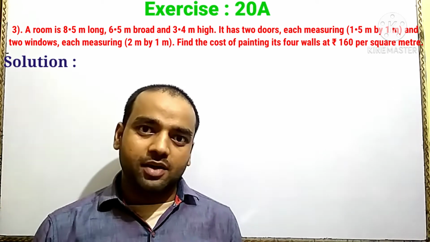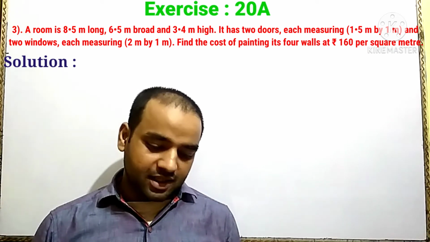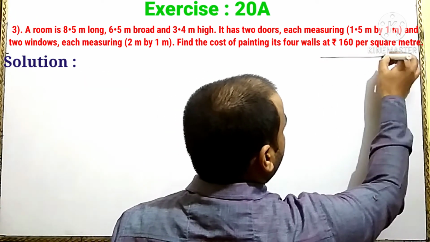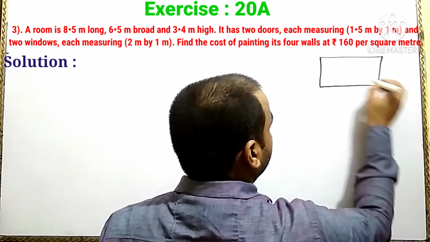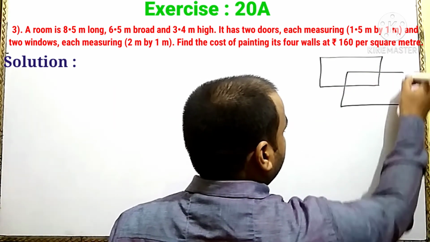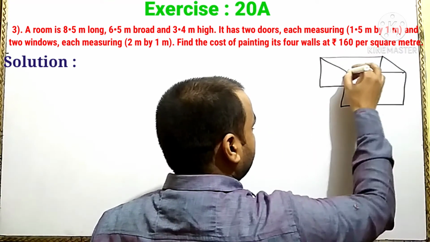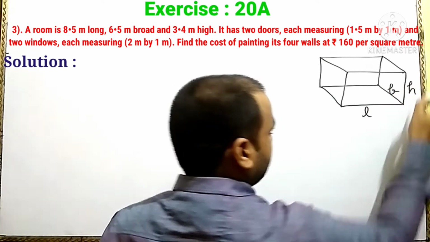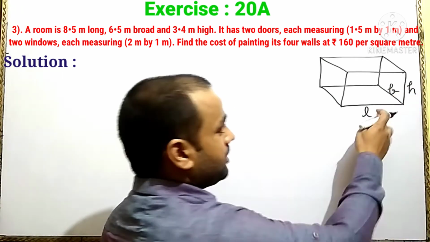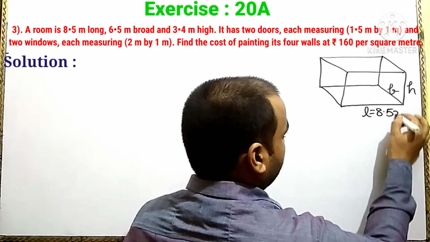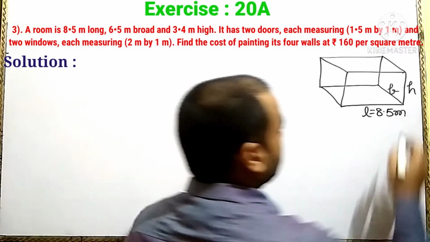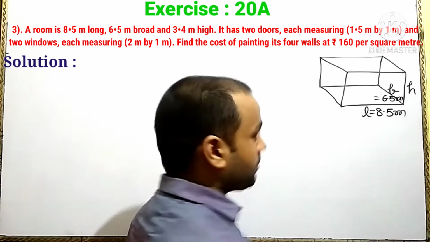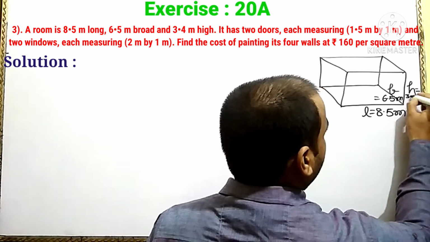So here all data is given in meter, and here we consider the figure of the room. The room is generally the shape of a cuboid. Draw this type. This is length, breadth, height. Given length 8.5 meter, breadth given 6.5 meter, and height given 3.5 meter.